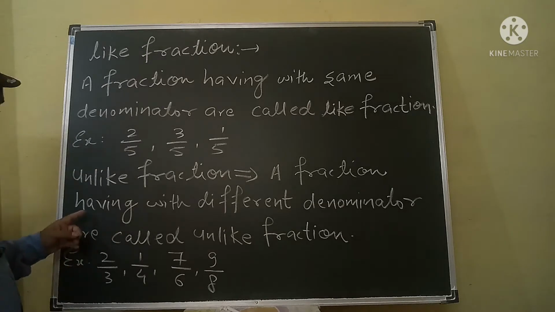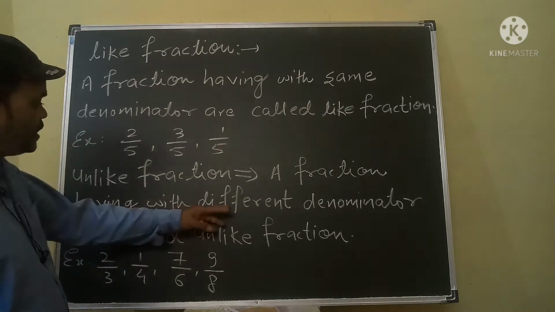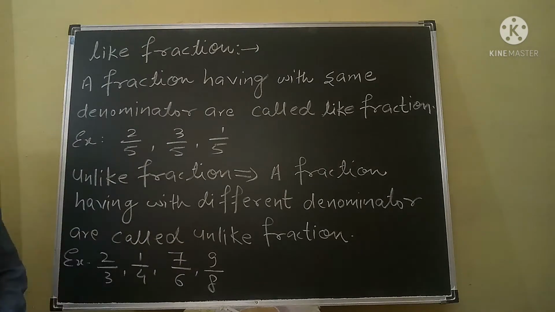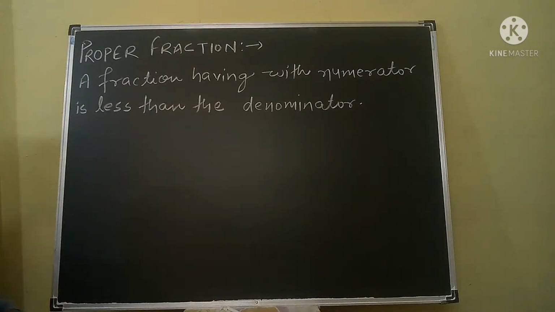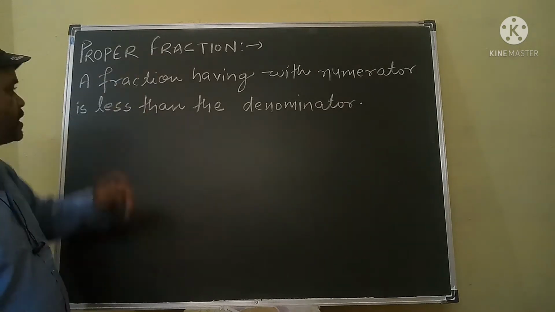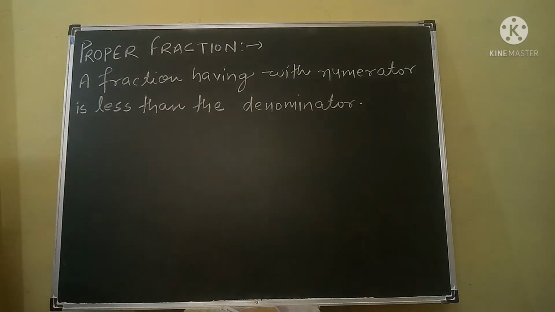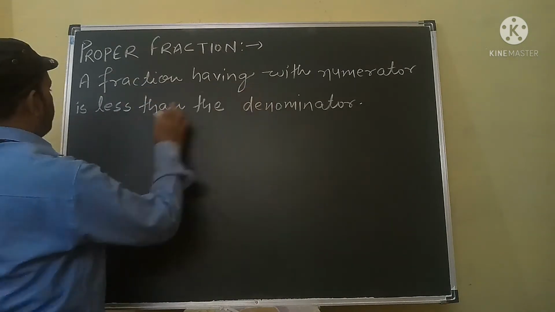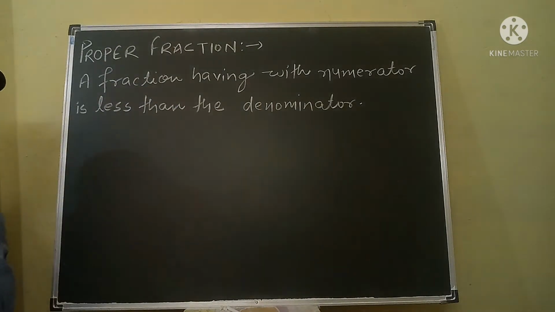That means fractions with different denominators are called unlike fractions. Then after that we will discuss proper fractions. Proper fraction means a fraction whose numerator is less than the denominator. A fraction whose numerator is less than the denominator is called a proper fraction.